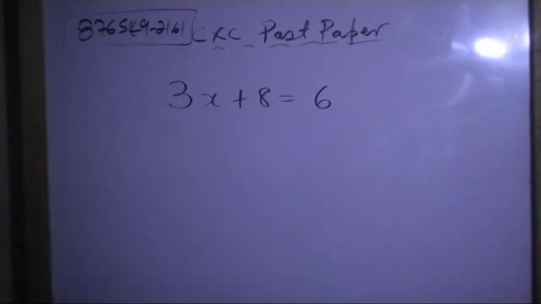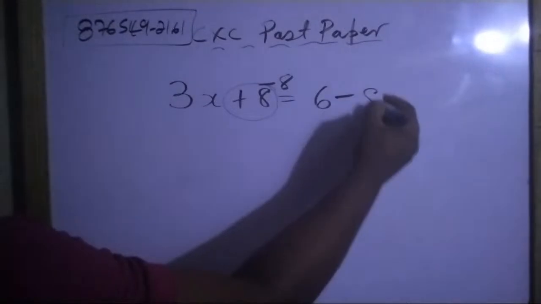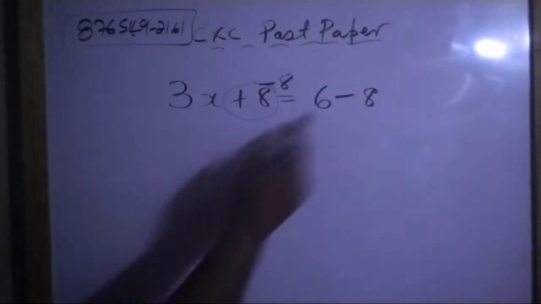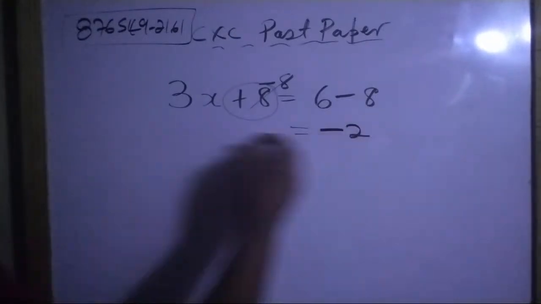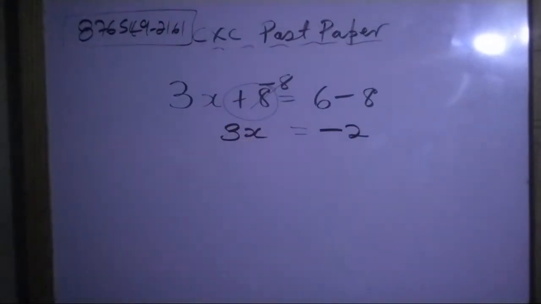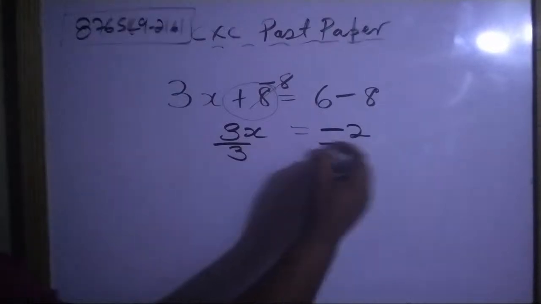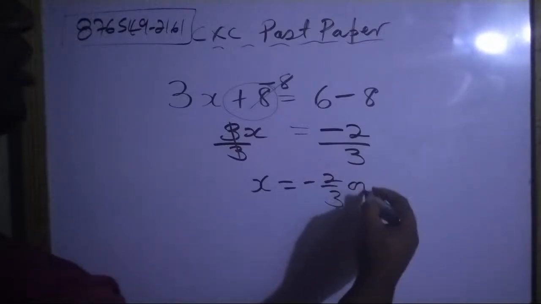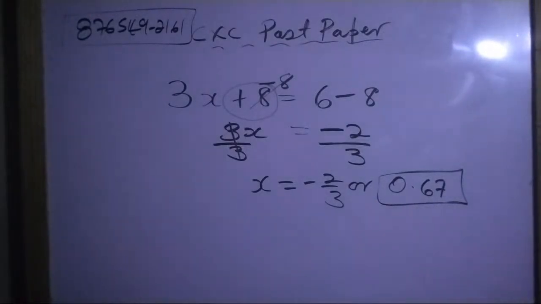Let's discuss that. We have a plus 8, so we're going to take the inverse, which is minus 8. We minus 8 from both sides because it's an equation. Whatever you do to one side, you have to do to the next side. So this now gives us negative 2, and then we have 3x. We do the opposite of multiplication, which is division, so we divide by 3. So it's definitely negative 2/3 or negative 0.67. Remember, it's a recurring decimal, 0.66666.